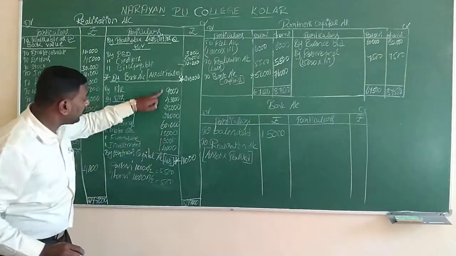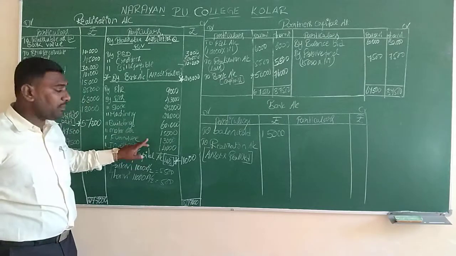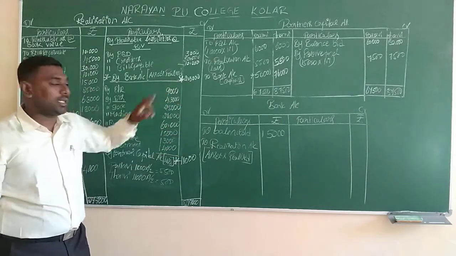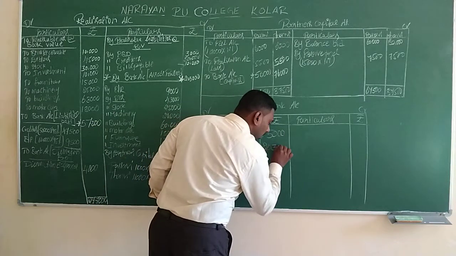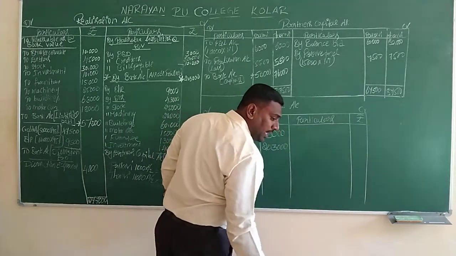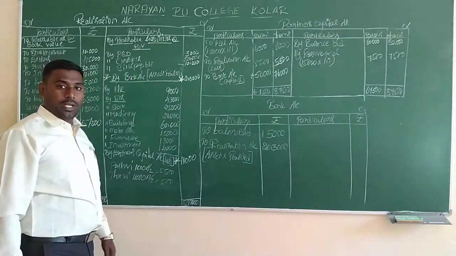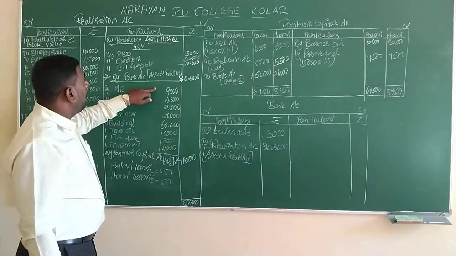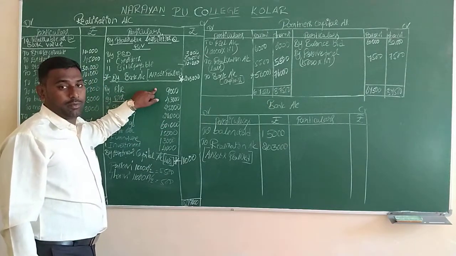Here there is no need to write all the assets; already we have written them in the inner column. We will make the total. The total is 2,03,000. And in the same way we have to write the adjustments.